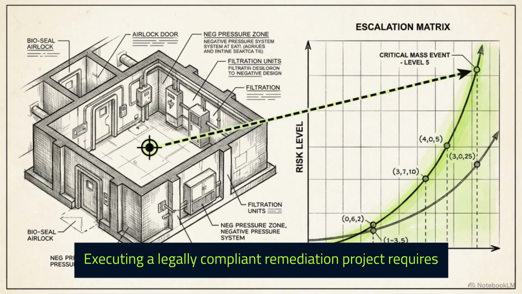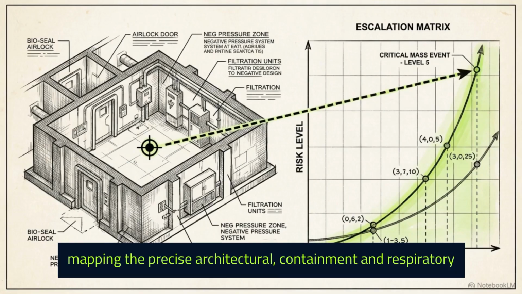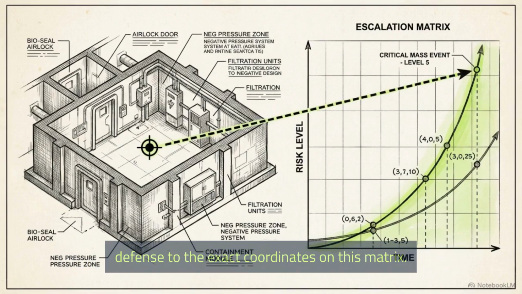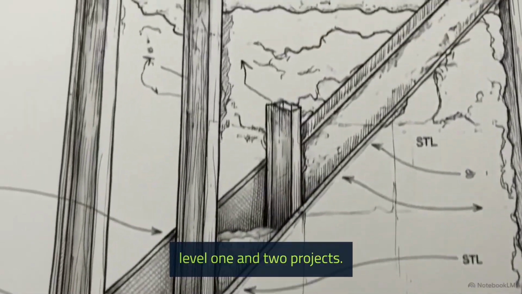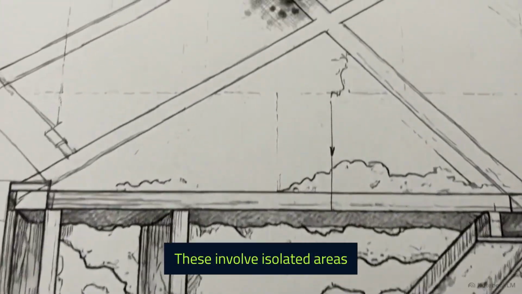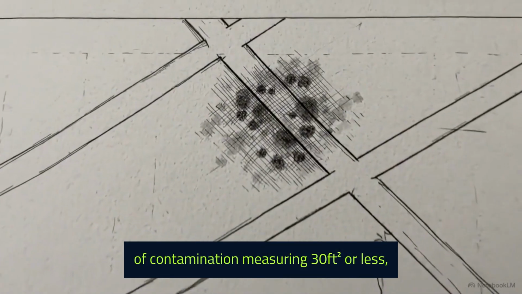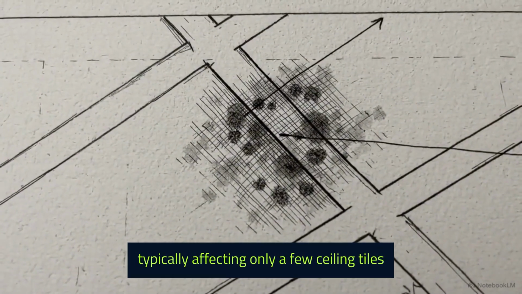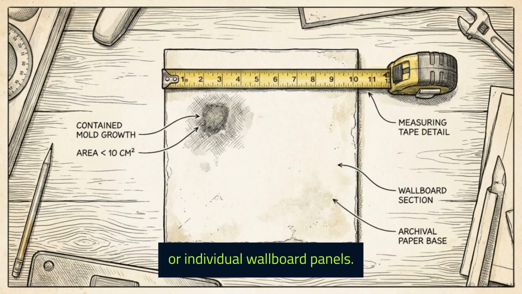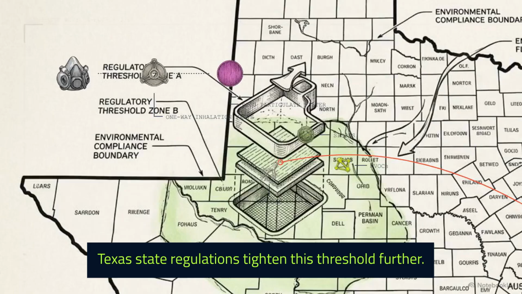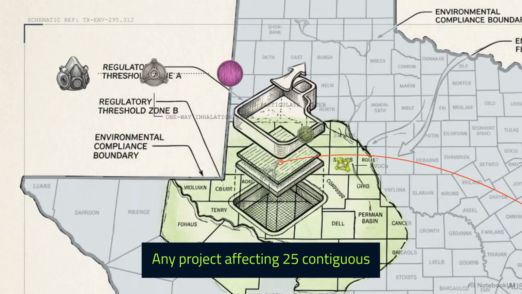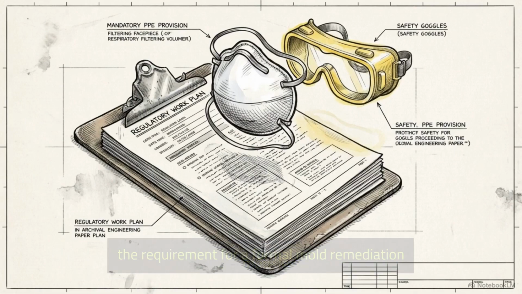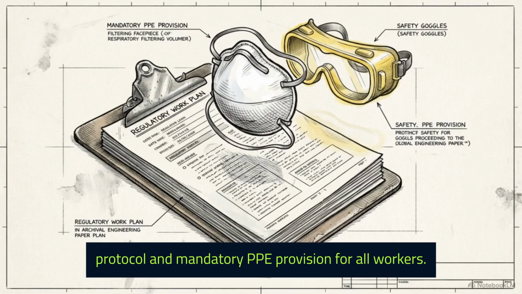Executing a legally compliant remediation project requires mapping the precise architectural containment and respiratory defense to the exact coordinates on this matrix. At the base of the matrix are EPA Level 1 and 2 projects. These involve isolated areas of contamination measuring 30 square feet or less, typically affecting only a few ceiling tiles or individual wallboard panels. Texas state regulations tighten this threshold further. Any project affecting 25 contiguous square feet or more legally triggers the requirement for a formal mold remediation protocol and mandatory PPE provision for all workers.